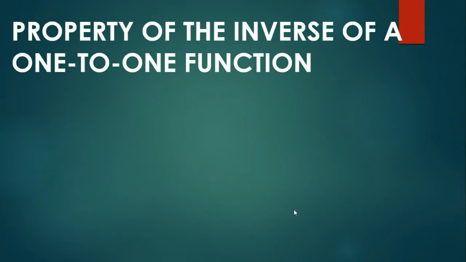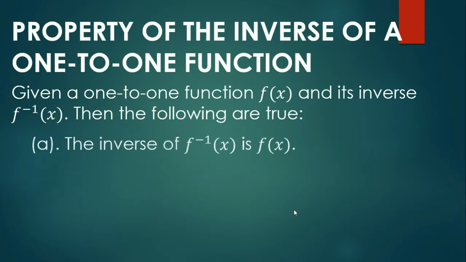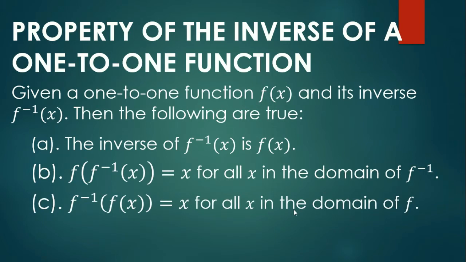Property of the inverse of a 1-to-1 function. Given a 1-to-1 function f of x and its inverse f raised to negative 1 of x, then the following are true. The inverse of f negative 1 of x is f of x. Yung inverse ng inverse ay yung original function. F of f negative 1 of x is equal to x for all x in the domain of the inverse. And the composition of the inverse and the original function is also equivalent to x for all x in the domain of the original function f.